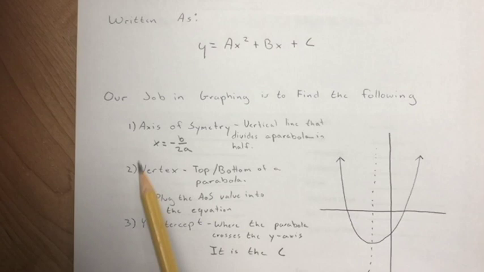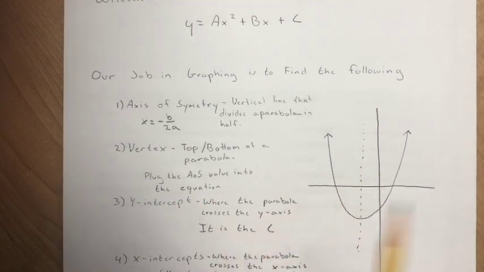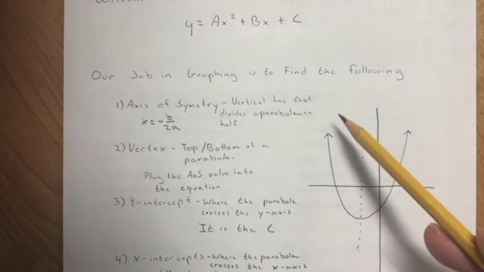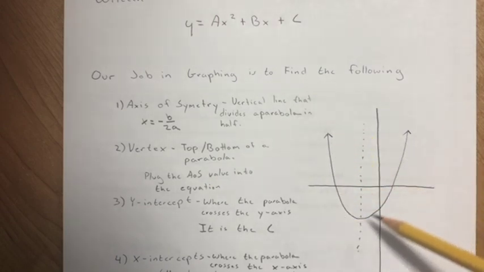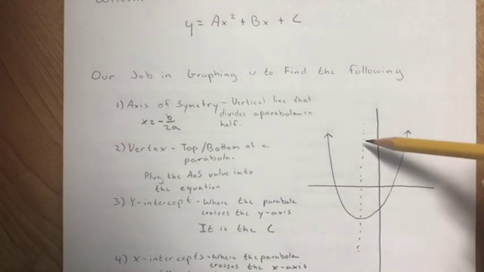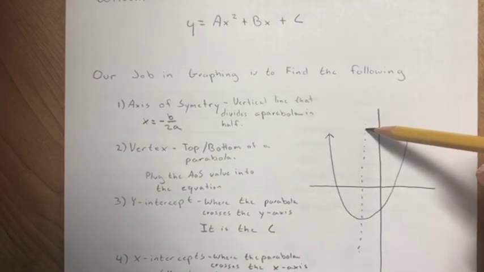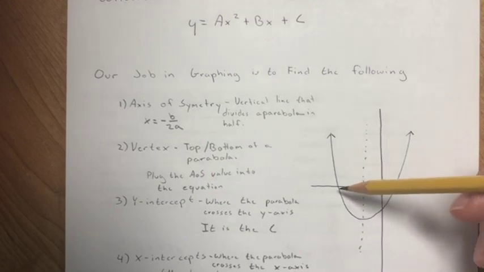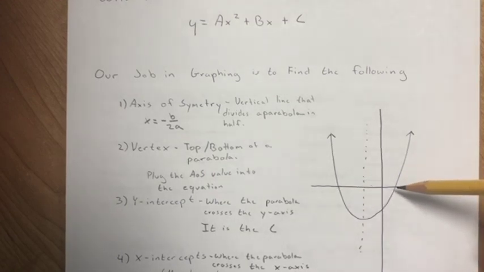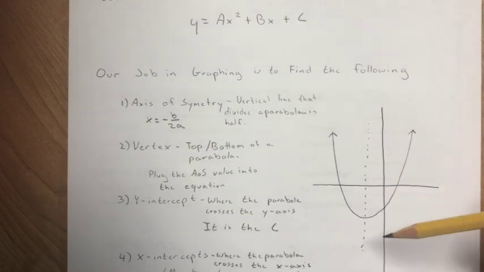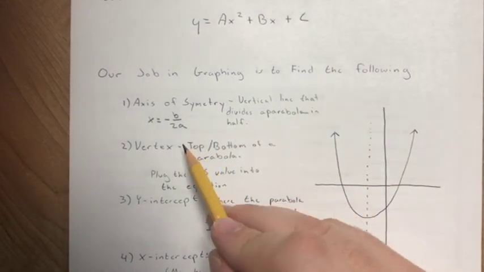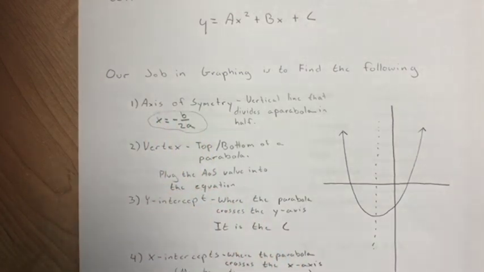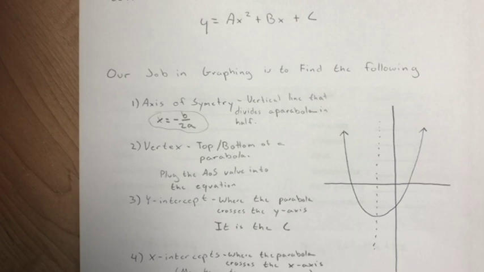First off, I need to find what's called the axis of symmetry. If I were to graph this, it might look something like this, and it makes a parabola with this particular shape. The axis of symmetry is that vertical line that literally divides the parabola in half, and it basically creates a mirror. Whatever is on this side is mirrored to the other side. The way we find the axis of symmetry is by using this very important equation, which we're going to be using a lot in this video: x is equal to negative b divided by 2a.